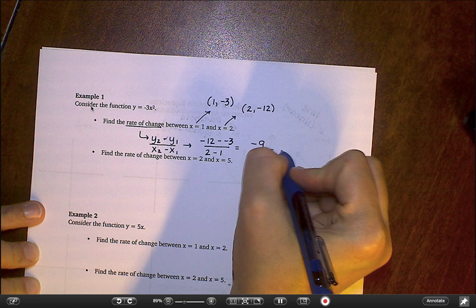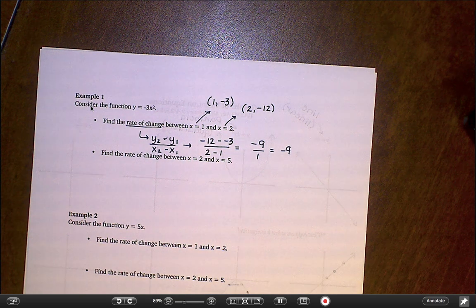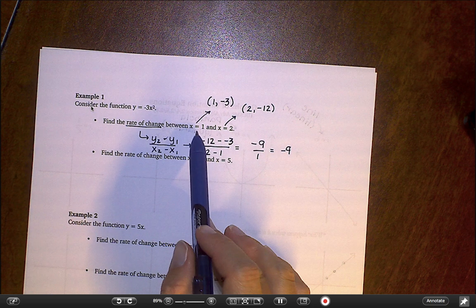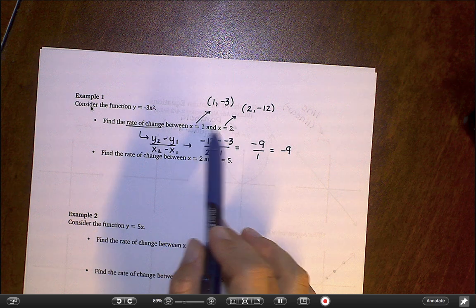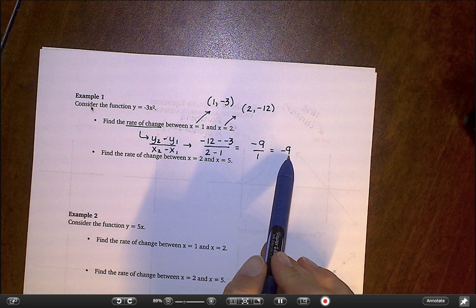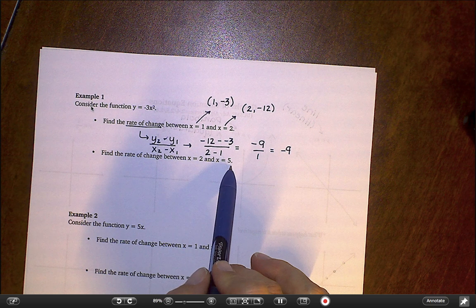And so then I would say that my rate of change is not negative 1, it's negative 9. Okay, that's the rate of change between x equals 1 and x equals 2. Essentially what I'm saying there is that between x equals 1 and x equals 2, for every 1 step you take along the x-axis, your y value is dropping by 9. But you're going to see that that's different when I go between 2 and 5.